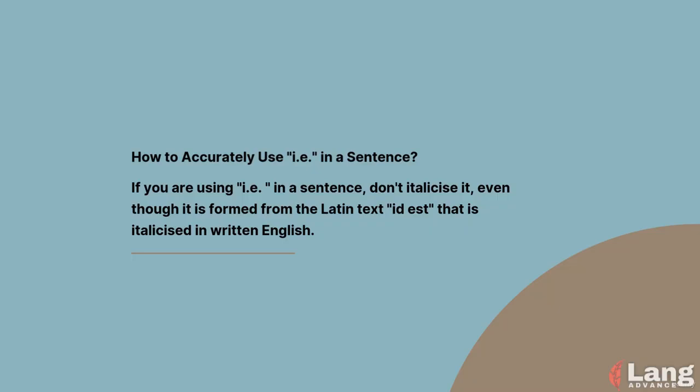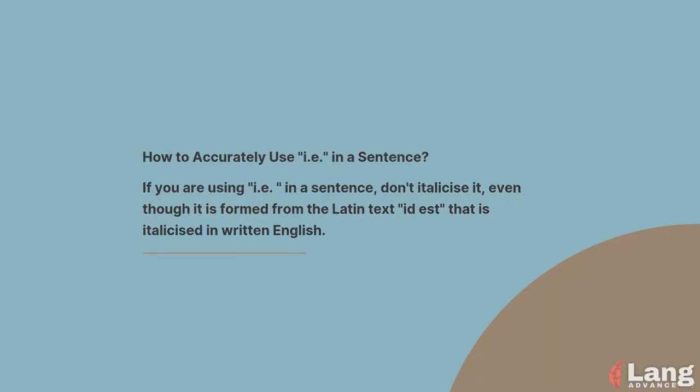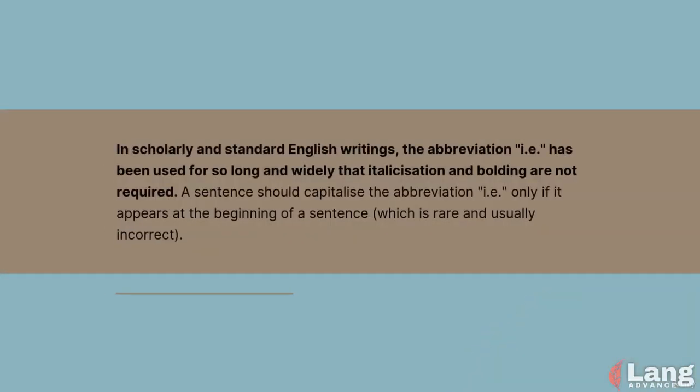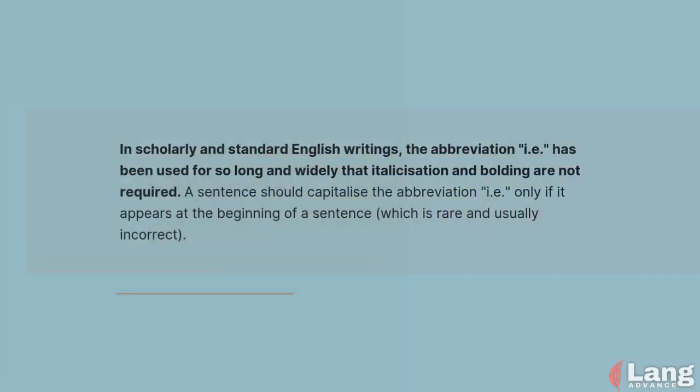If you are using i.e. in a sentence, don't italicize it even though it is formed from the Latin text, id est, that is italicized in written English. In scholarly and standard English writing, the abbreviation i.e. has been used for so long and so widely that italicization and bolding are not required. A sentence should capitalize the abbreviation i.e. only if it appears at the beginning of a sentence, which is rare and usually incorrect.